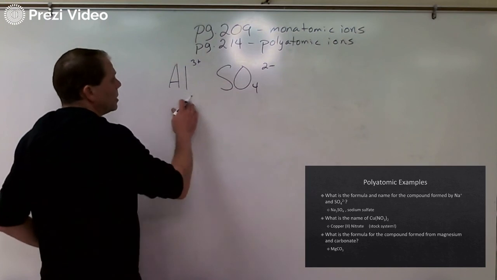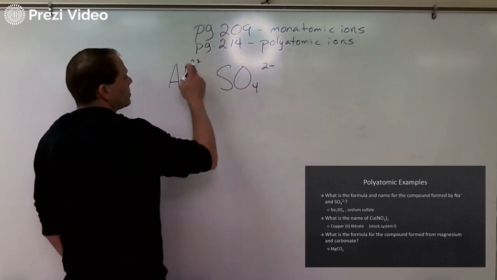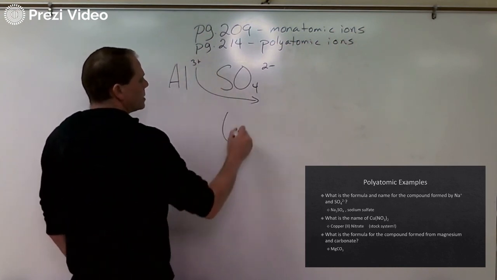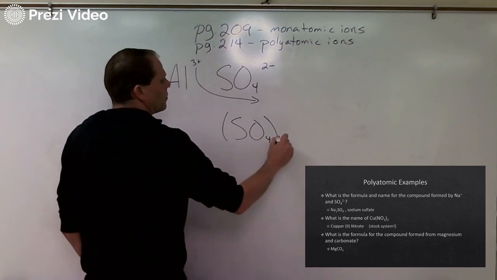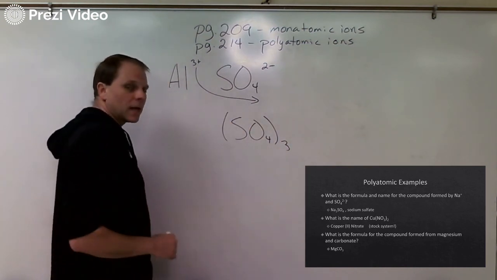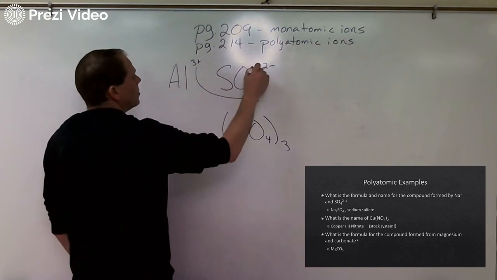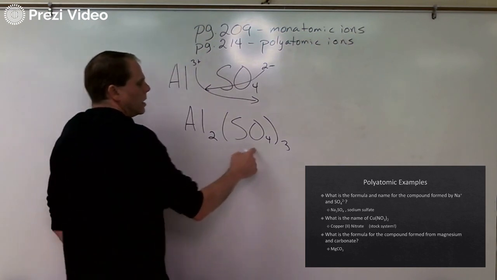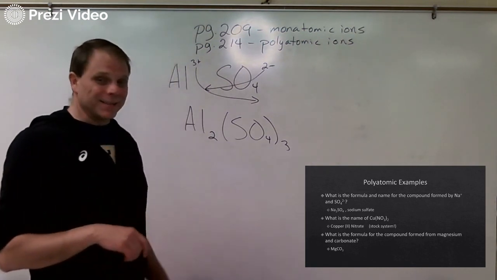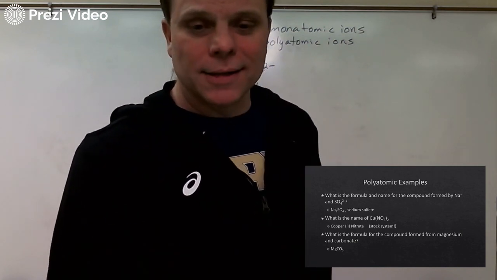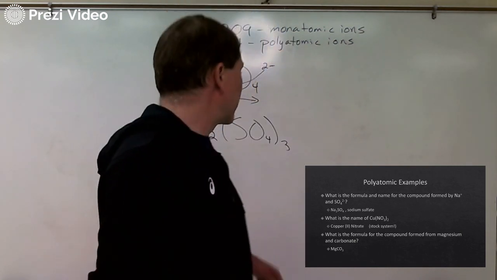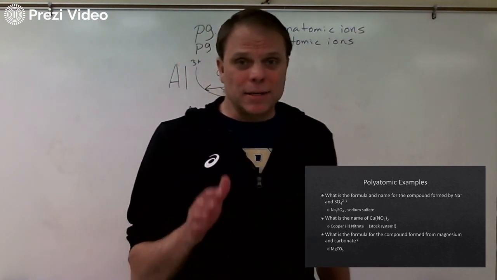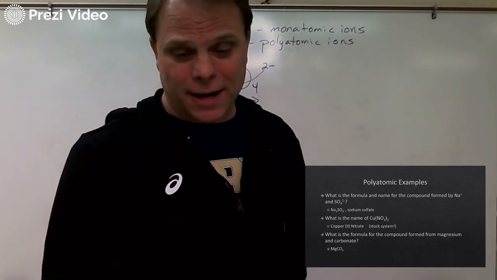All right, so now I have my aluminum and my sulfate, and I've got to crisscross my charges. So my 3 comes down here. Now remember, if it's a polyatomic ion and you're going to have more than one of them, you've got to put parentheses around it and put that number on the outside. The 2 from sulfate is going to come over here, and so it's going to be Al2(SO4)3. And that's how you do polyatomic ions when you have something like this. And again, how do I know the name? I name the cation and I name the anion. Sulfate's name is something you would have to memorize or access by looking it up.